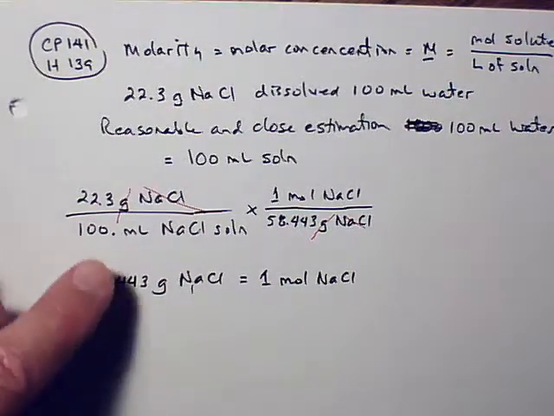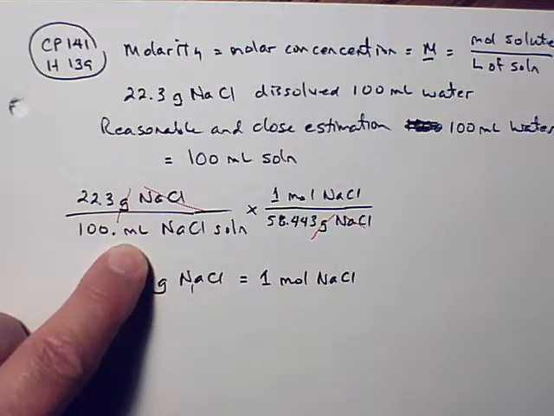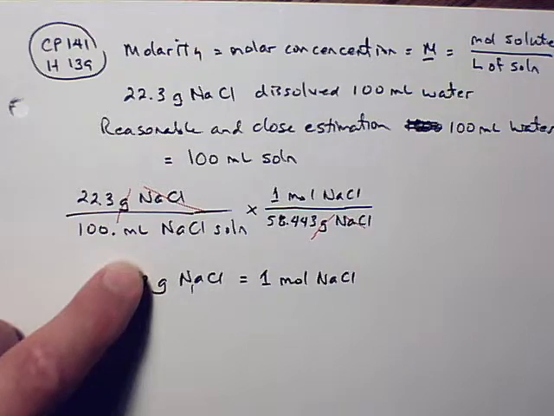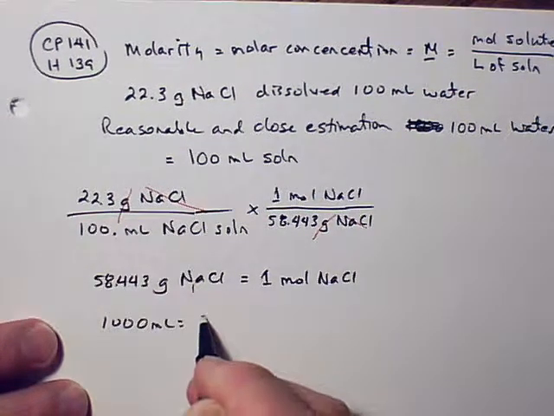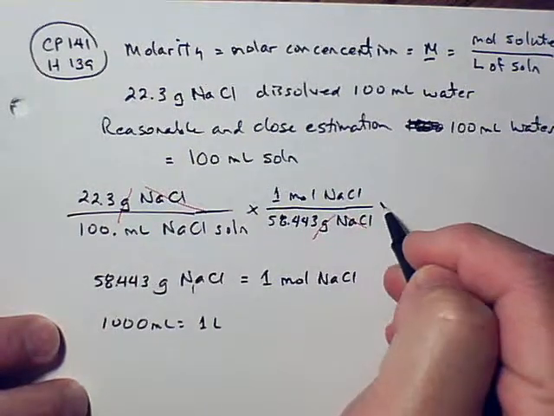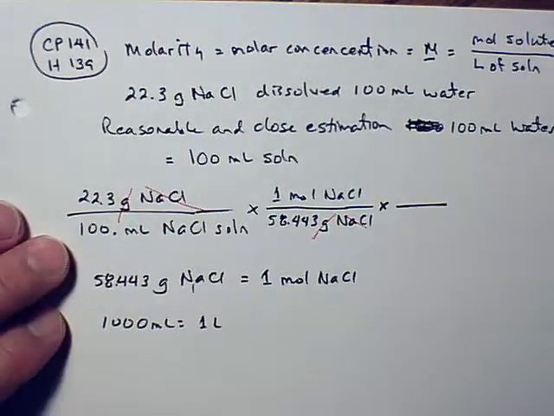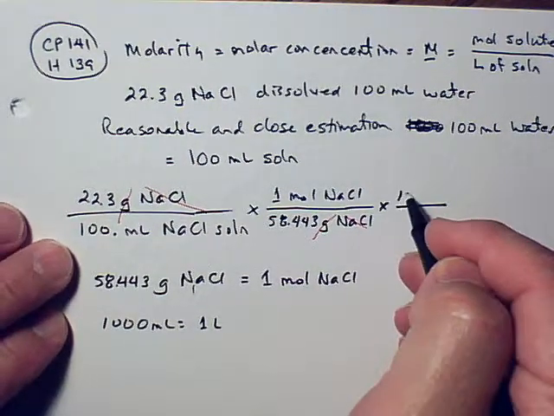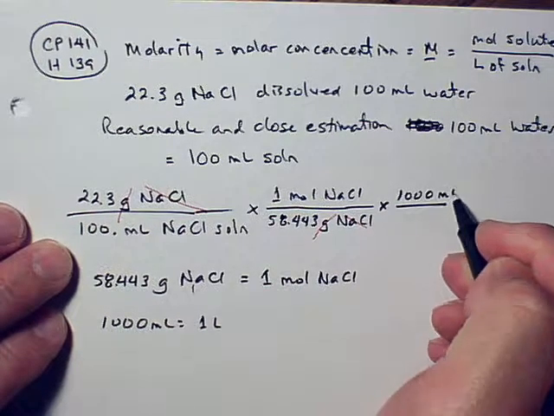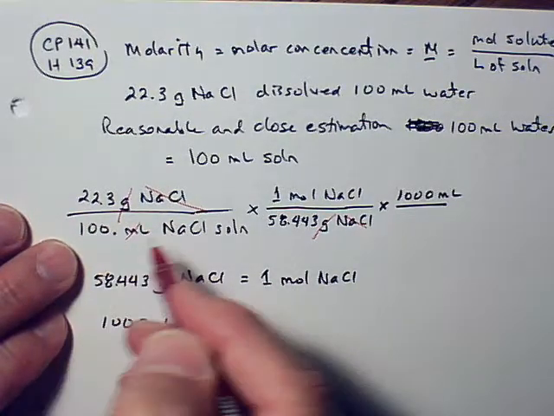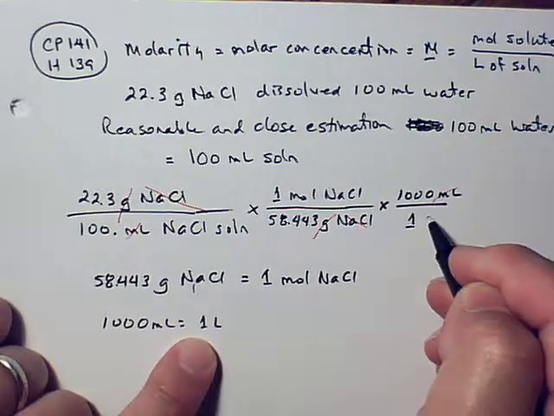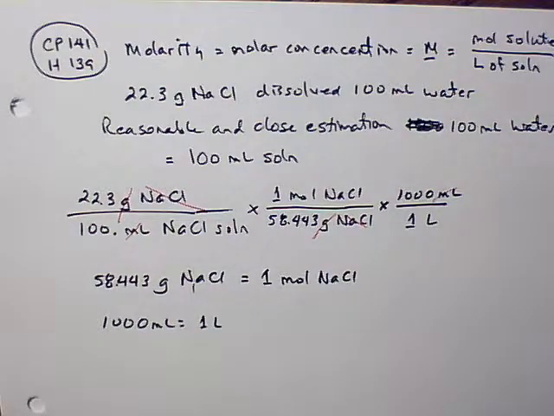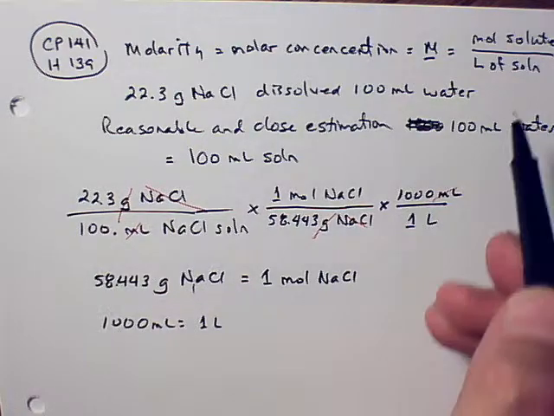Yay! We've got to fix the bottom now. We've got it in milliliters. How do I get to liters? You've got to know that 1,000 milliliters equals 1 liter. What do I put on the top and bottom here? 1,000 on top here because it allows me to cancel the milliliters over here. And I put the other side of the equality statement on the bottom. We have liters of solution on the bottom.